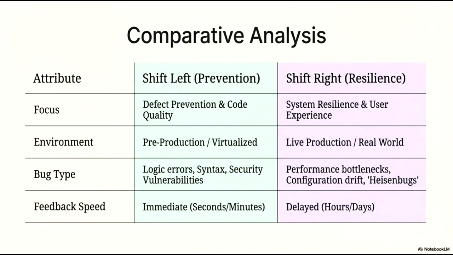In contrast, Shift Right focuses on resilience, prioritizing system stability and the actual user experience within the live production environment. This strategy is essential for identifying issues that only surface in the real world, such as performance bottlenecks, configuration drift, and complex Heisenberg bugs. Because these insights depend on live data and user behavior, the feedback speed is naturally delayed, often taking hours or days to materialize. Both approaches are necessary to ensure a high-quality, resilient product.